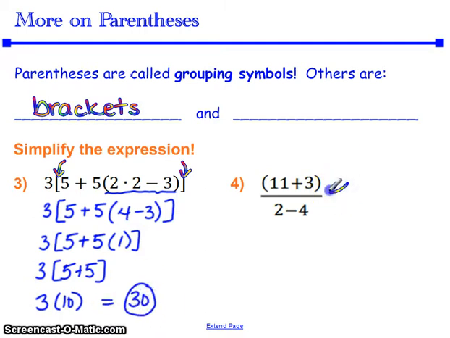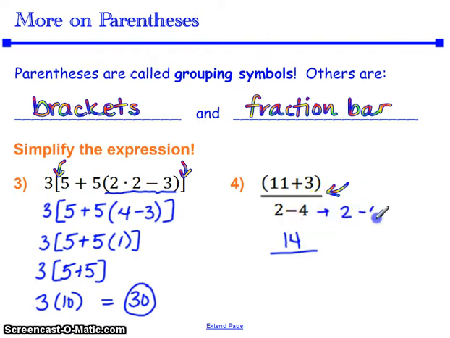Another symbol that groups is the fraction bar, which we see in problem 4. Fraction bars group by telling you to do all of the operations on top and then all of the operations on the bottom before you divide, which is what you do in a fraction. So to do this problem, first we would do 11 plus 3 on the top, which is 14, and then on the bottom, 2 minus 4. And remember, that's really 2 plus negative 4. Opposite signs, so we subtract 2 from 4 and get 2. 4 has the bigger sign, so our answer is negative.